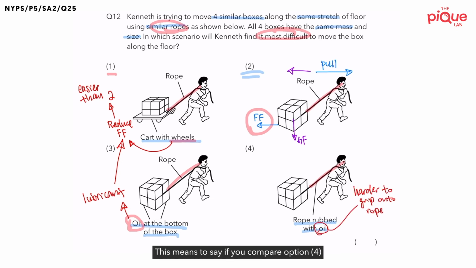This means to say, if you compare option 4 with option 2, do you think Kenneth will find it easier or harder to pull the box with the rope? Kenneth will definitely find it harder to pull the box with the rope because this oil is so hard to grip on. So it will be harder to pull the box. Alright, so after analyzing all 4 options, in which scenario will Kenneth find it most difficult to move the box along the floor? We can see that it is option number 4.